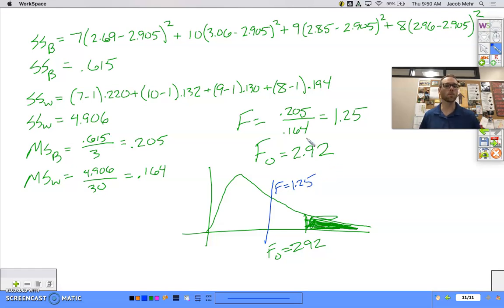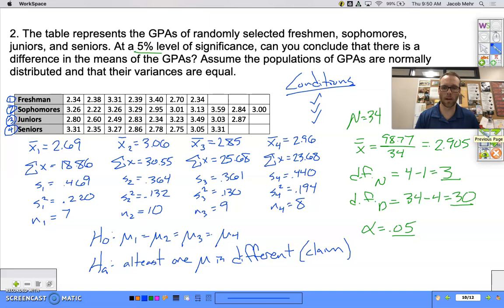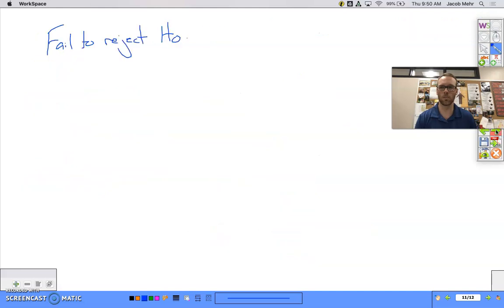So what does this mean for us? We fail to reject the null hypothesis. If we look back at our hypothesis, if we fail to reject the null hypothesis, there is not enough evidence to support the claim that there is a difference in the means of the GPAs.